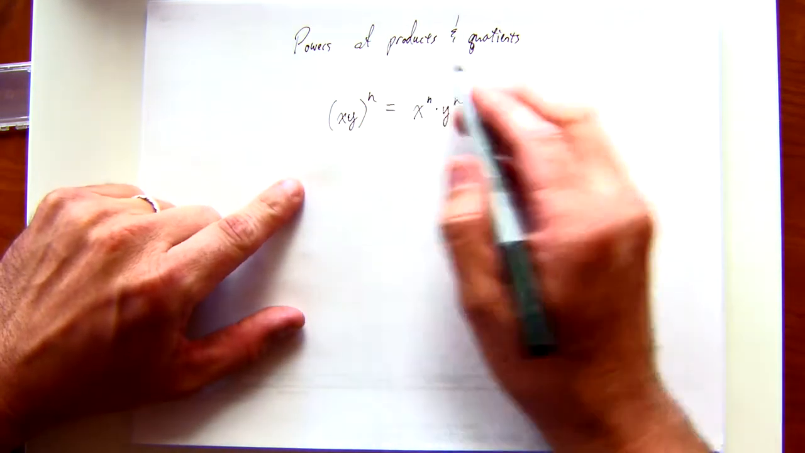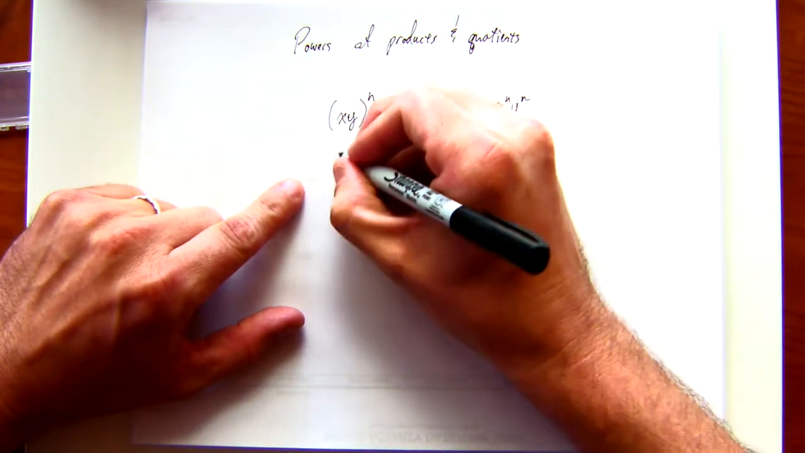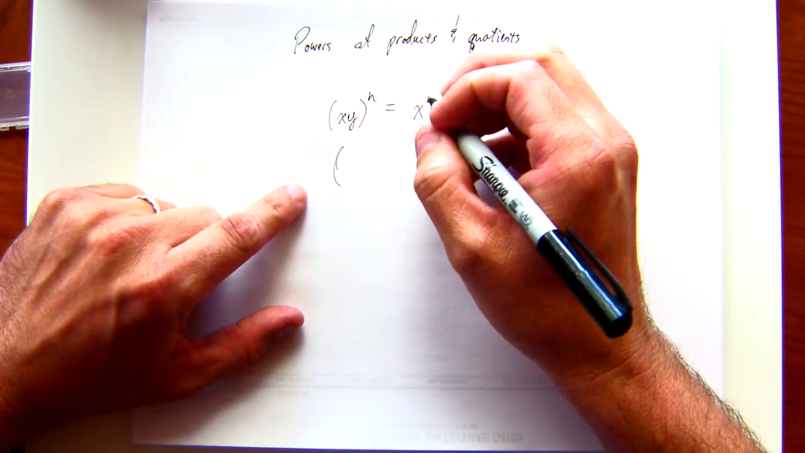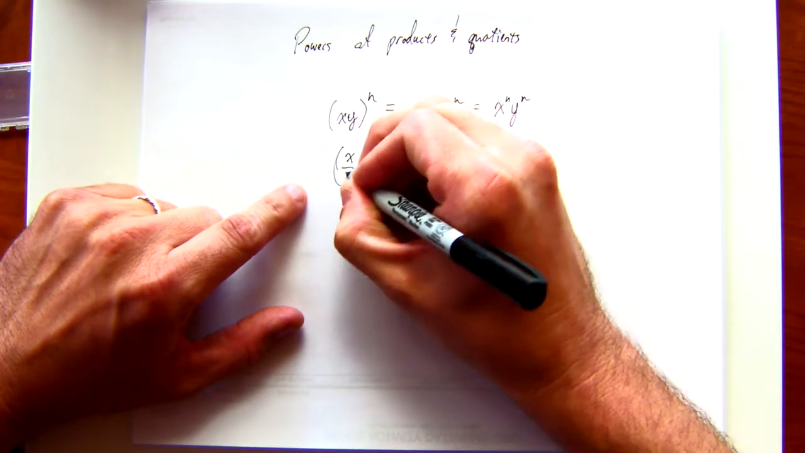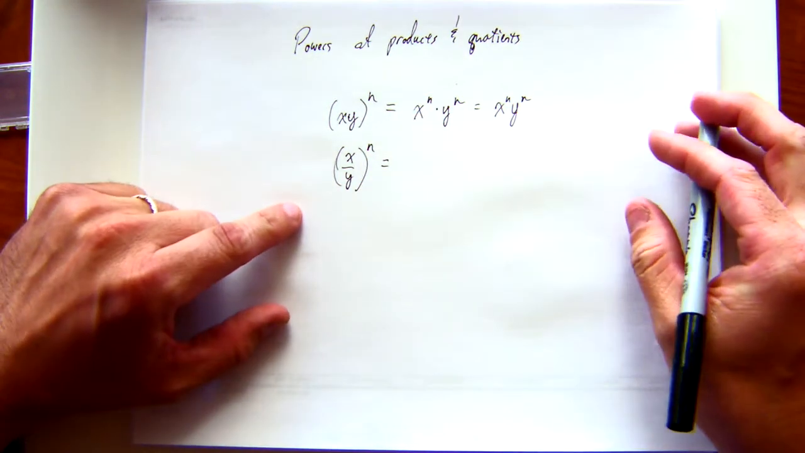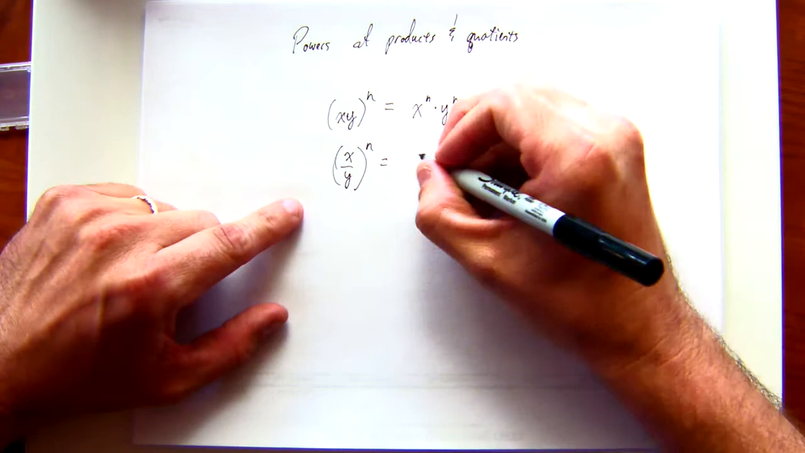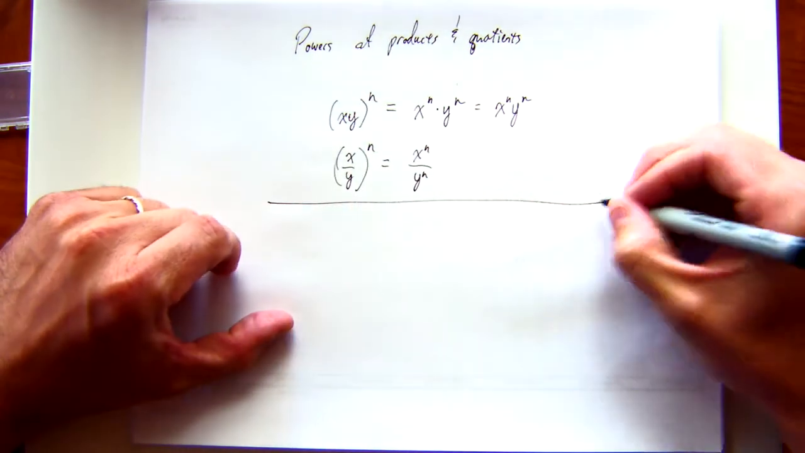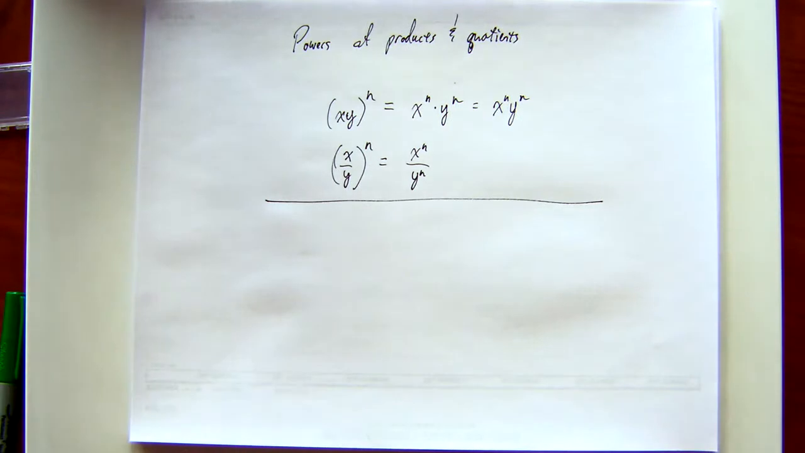So then what's the other one? The power of a quotient. What's a quotient? Dividing. Suppose I have x over y to the n power. What is that going to be equal to? X to the n over y to the n. Okay. So those are your rules.